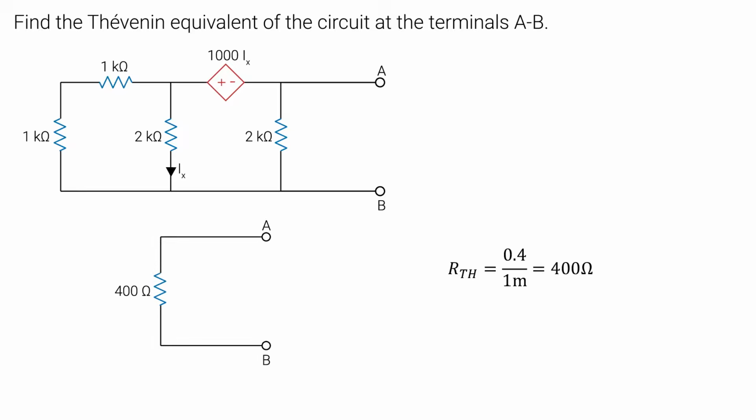Now you might be wondering, well, where is the power source? There isn't one, because there were no independent sources in our original circuit. So that really is what our answer looks like.